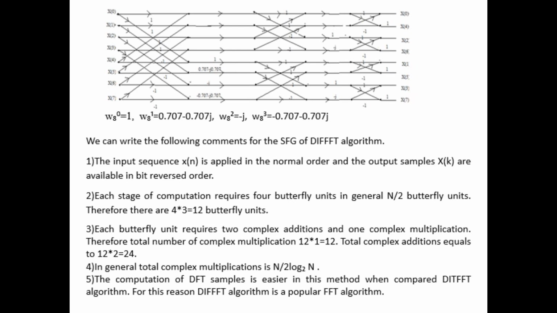Each butterfly unit requires 2 complex additions and 1 complex multiplication. Therefore, total number of complex multiplications is 12 into 1, which is equal to 12. Then total complex additions equals 12 into 2, which is equal to 24. In general, total complex multiplications is N divided by 2 log 2 of N. The computation of DFT samples is easier in this method when compared to DIT-FFT algorithm. For this reason, DIF-FFT algorithm is a popular FFT algorithm.